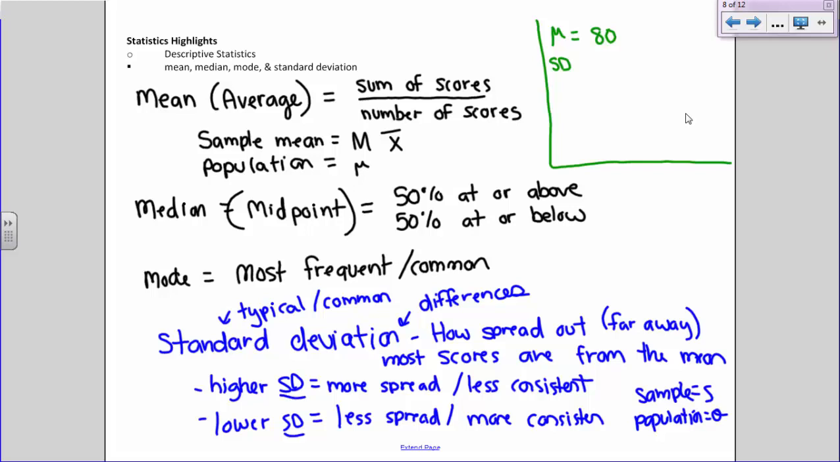So with a quiz with a mean of 80 and a standard deviation of 10, most students scored between 80 minus 10, 70, and 80 plus 10, 90. So most students scored between a 70 and a 90. Most students are within 10 points of 80, within one standard deviation of the mean. So that's how to use the mean and the standard deviation to understand the trends in data.